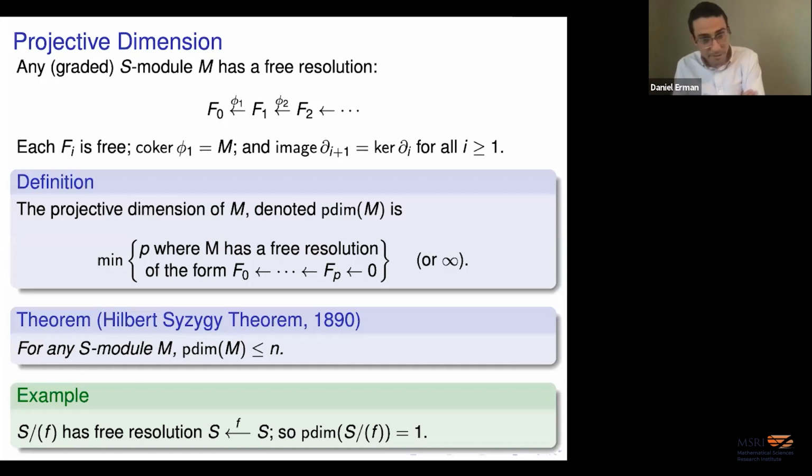Now, just for one kind of silly example, if f is a non-zero polynomial, then you could take your module to be the quotient S modulo the polynomial, and then you can find a free resolution.